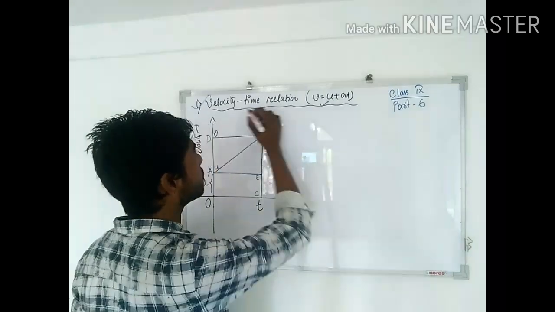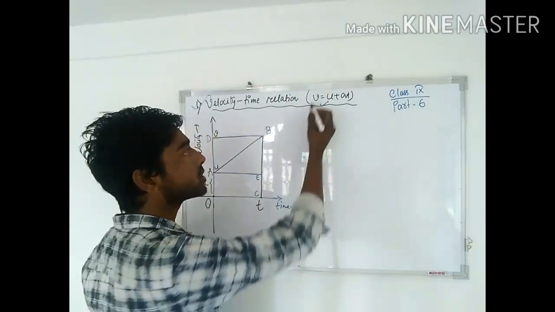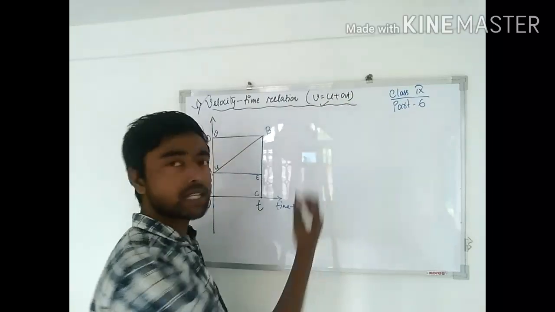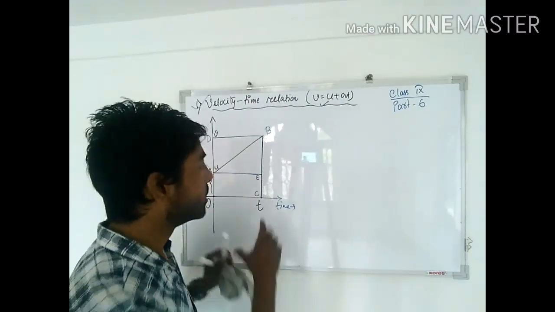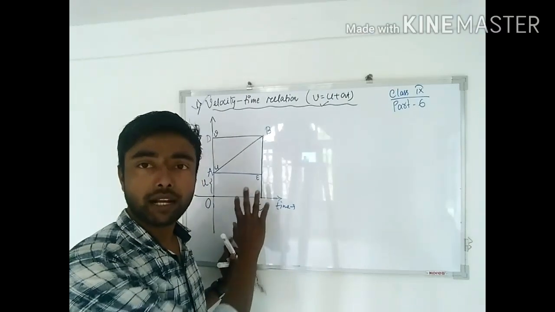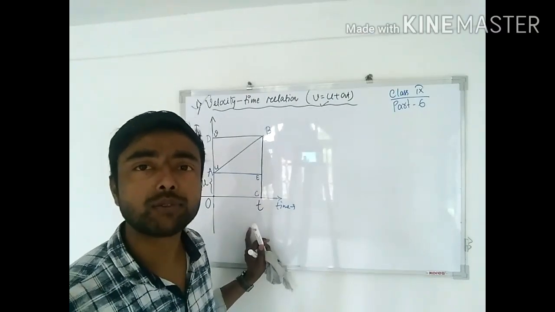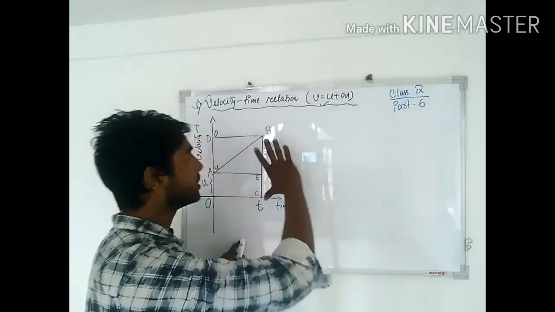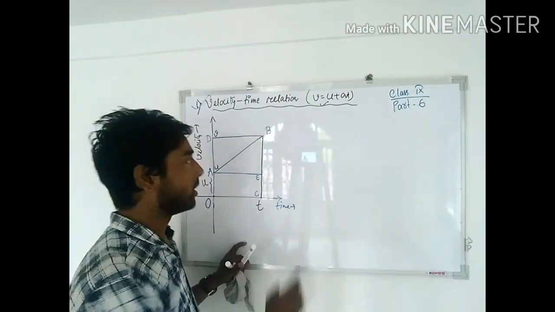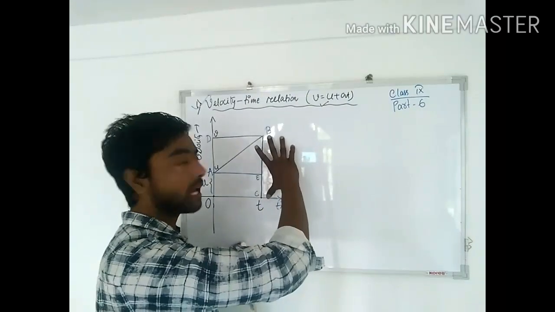Now you see, I am going to derive the first equation of motion. What is the first equation of motion? You see, v is equal to u plus at. So if you have to calculate v is equal to u plus at from the geometry of the diagram, from the geometry of the graph, what can we write? You see, can I write? You have to write v is equal to something. So here which line gives you v? BC.